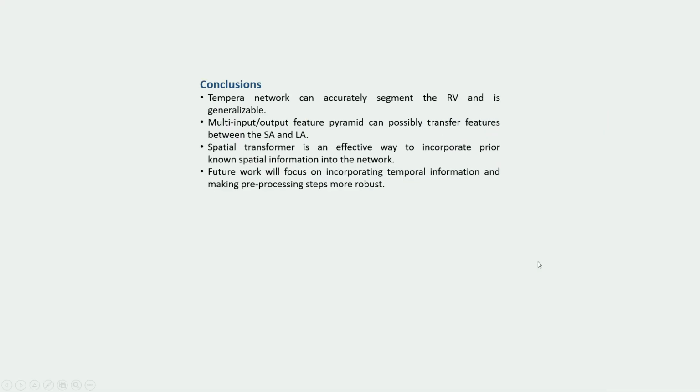So, a quick recap. We just presented our network that segments the right ventricle in both the short axis and long axis images as part of the data challenge. It can quite accurately segment the right ventricle and has shown good generalizability to an unknown dataset with a different distribution from the training one. Our proposed feature pyramid gives the network the ability to identify and transfer relevant features between the short axis and long axis views. Furthermore, the spatial transformer is an effective way of incorporating prior spatial knowledge into any network. This even further helps it generalize to unseen cases.